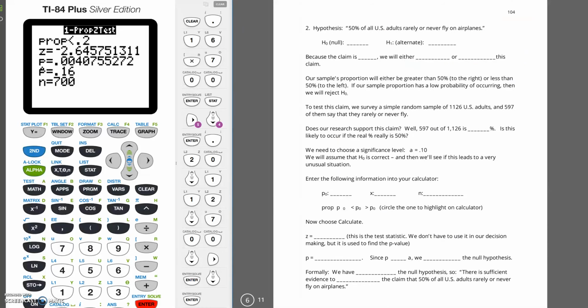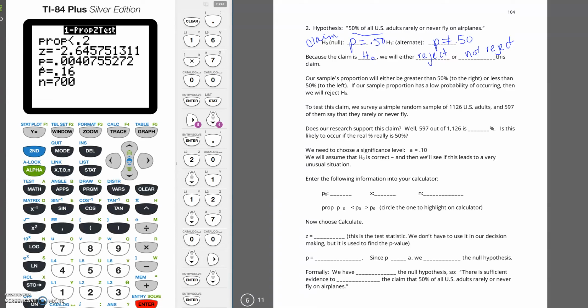Okay, so we're going to do another example here. So the hypothesis here is that 50% of adults rarely or never fly on airplanes. So since this is a statement, it's not a less than or equal to, this is going to be an equality statement. So our null hypothesis is going to be P is equal to 0.50. We want to remember that that's our claim. And our alternate will be P does not equal 0.50. So in this case, since the claim is H0, we'll either reject or not reject the claim. So we won't be able to actually support it. The best we'll be able to do is not reject it.